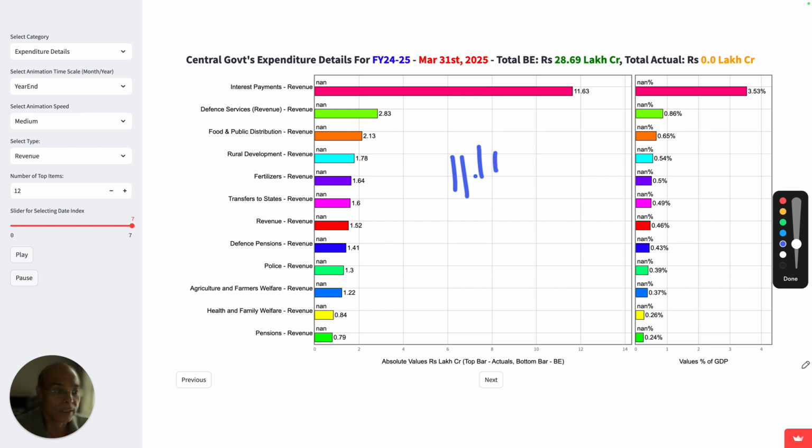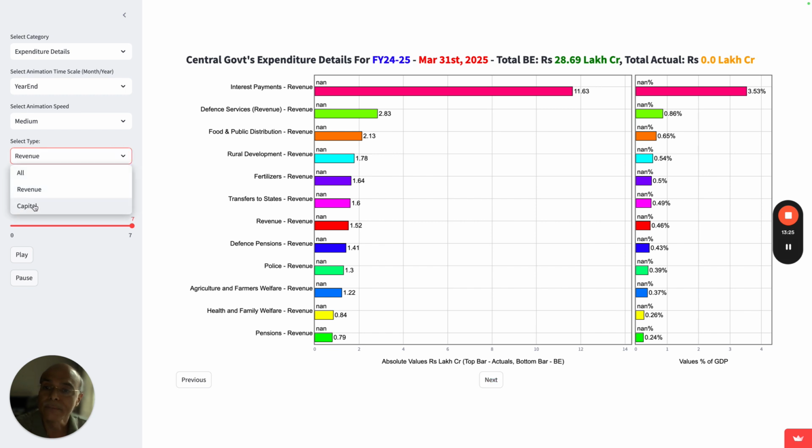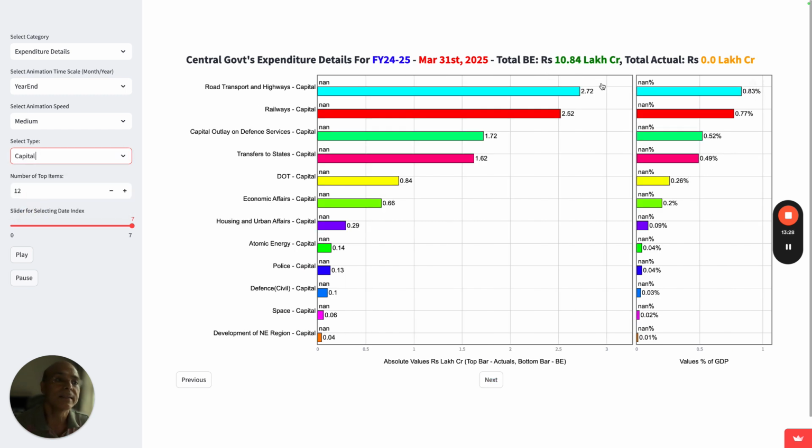What this tool does is that you can actually see the capital expenditure numbers right in front of you. If I choose from revenue to capital, you can see how the capital numbers are there for the individual 12 items here. You'll find that road and transport 2.72 lakh crores, railways 2.52 lakh crores, capital for defense services 1.72 lakh crores, transport to state 1.62 lakh crores. So mainly the capital expenditure is on account of road and highways and railways, and the numbers in percent of GDP are very low compared to the interest outflow.